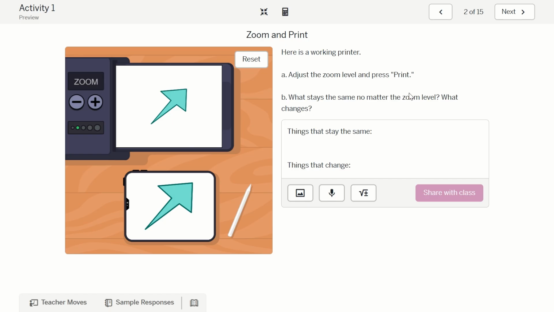The reason why I'm having you do these in your notes is because you get to use these on the test. Okay? Technically, I could have you guys just type this up on here and give you credit, but does that help you on the test? No, especially since you get to use your notes on the test. So in your notebook, what are you guys noticing? What stays the same no matter what the zoom level? What changes? Go ahead and answer that in your notebook now.